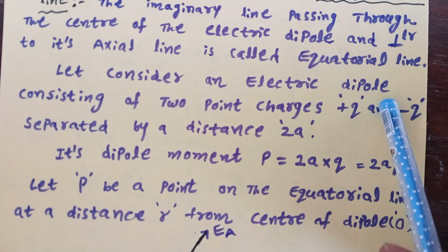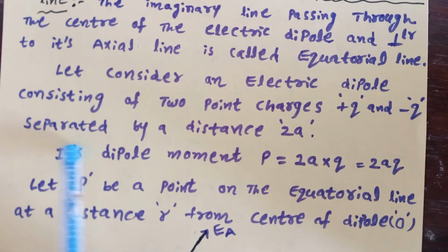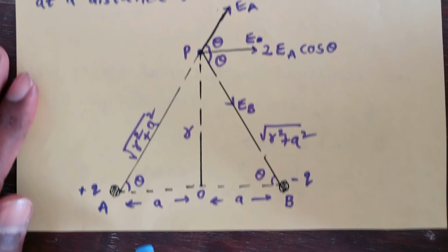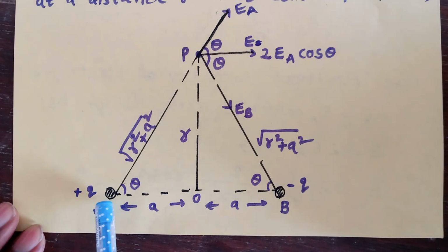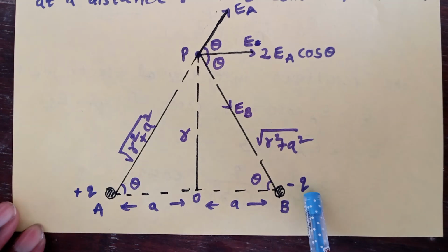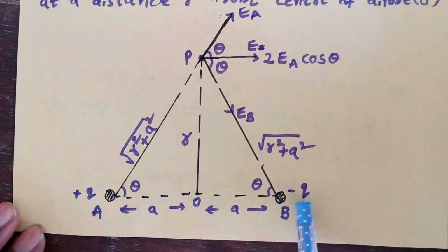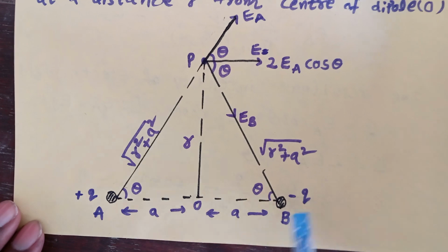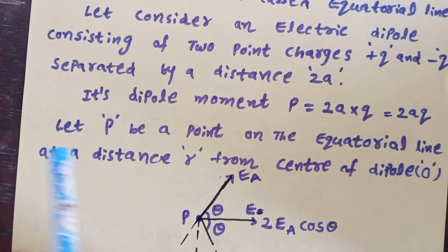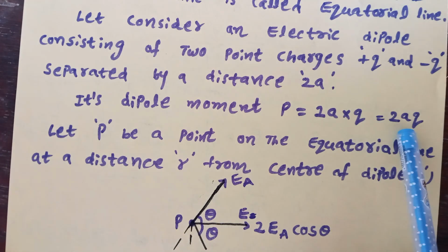Let us consider an electric dipole consisting of 2 point charges, plus q and minus q, separated by a distance 2a. Now look at the diagram. One point charge is positive, another point charge is negative. The separation is a plus a, 2a. Its dipole moment p is equal to 2a into q, that is 2aq.